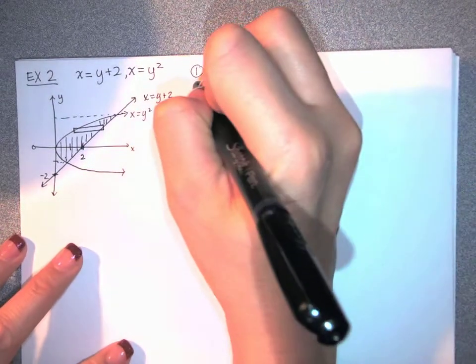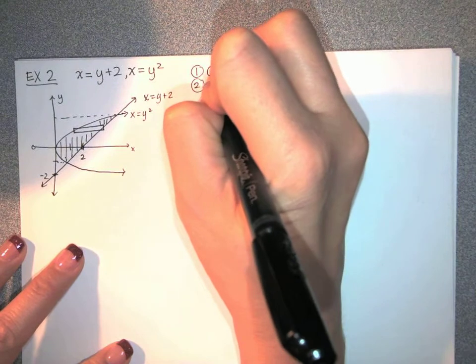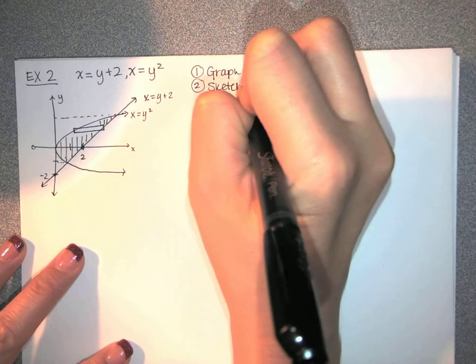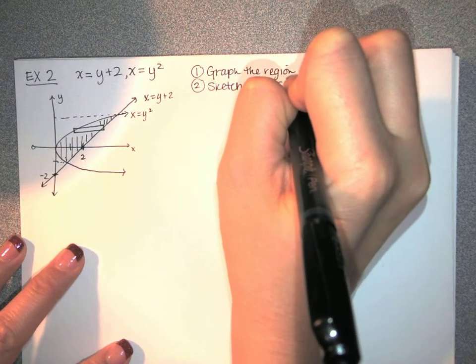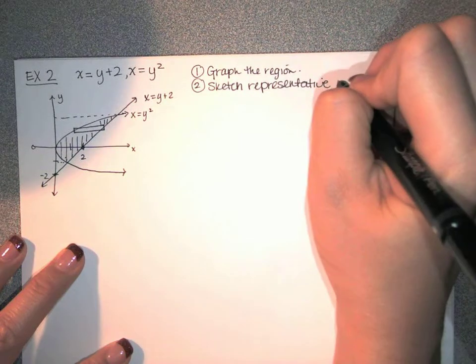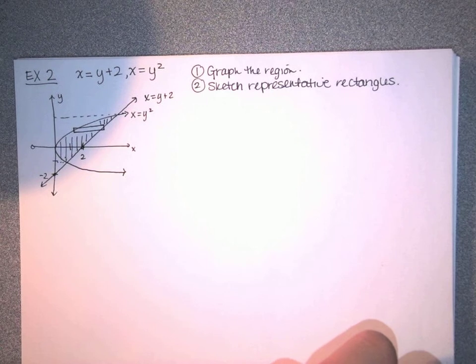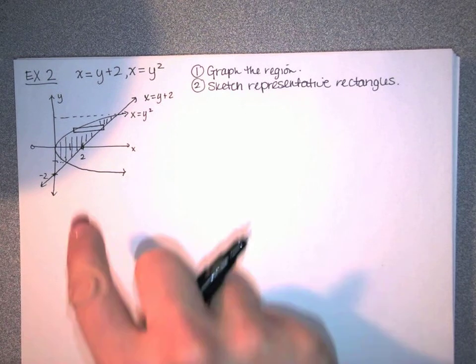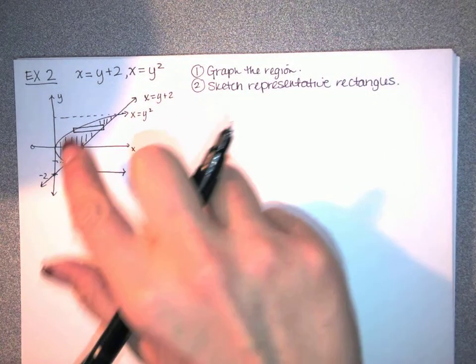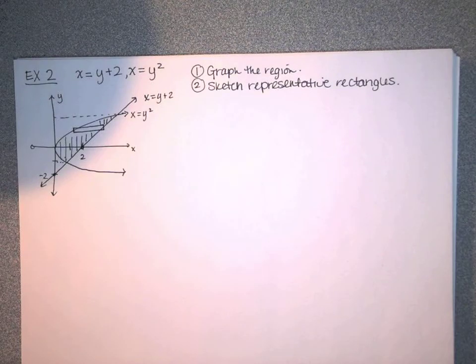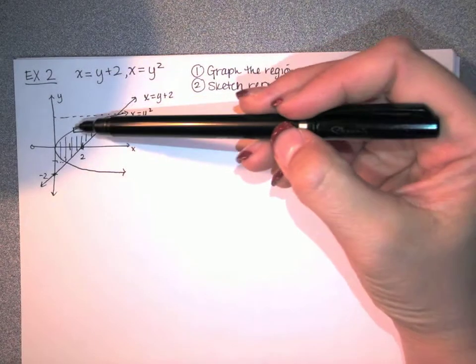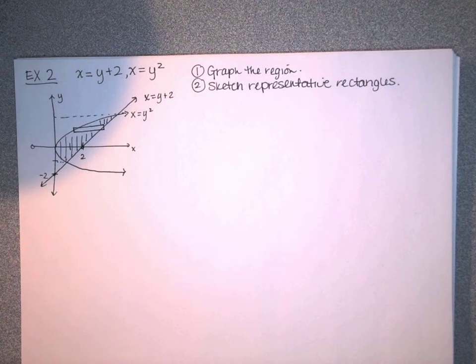So we graph the region. Then you're going to sketch representative rectangles, and you want to sketch representative rectangles that make the most sense to you. If you have those functions on the left and right the whole time, it makes sense to integrate with respect to y. If you have the same function on the top and the bottom the whole time, it makes sense to integrate with respect to x. If you have to do two integrals either way, or if you only have one integral either way, then you can go either way. It's up to you.